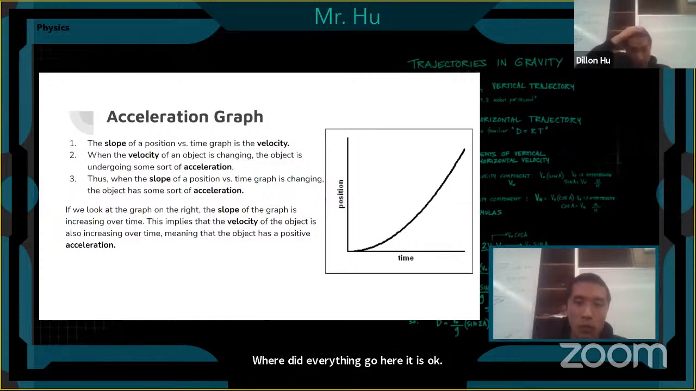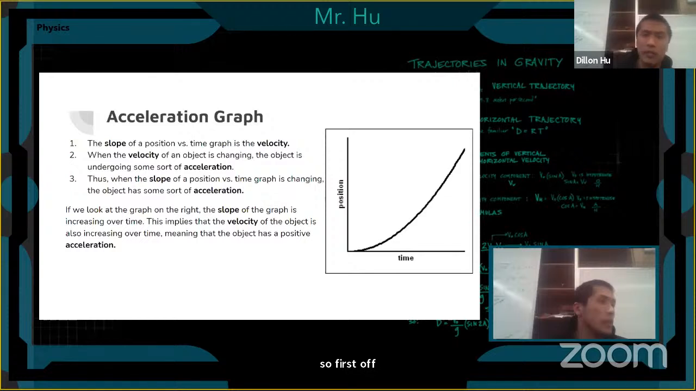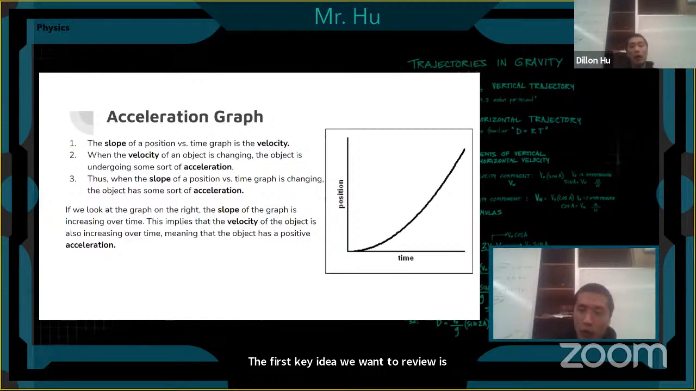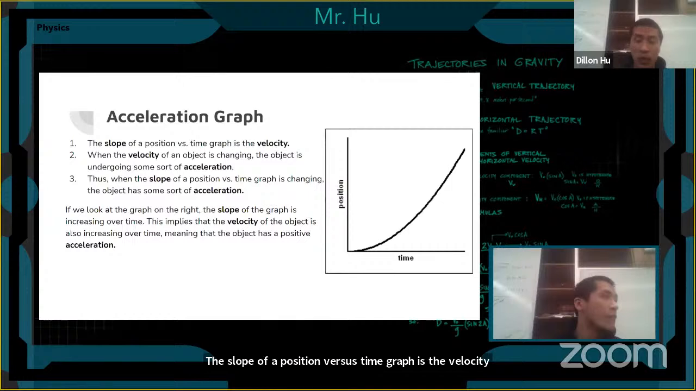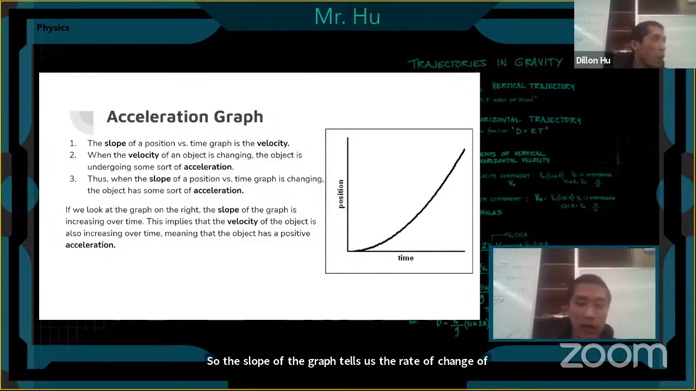So first off, when we look at these graphs, let's first review a few key ideas. The first key idea we want to review is that the slope of a position versus time graph is the velocity. The slope of a graph tells us the rate of change of the graph. It tells us the rise over the run. It tells us how quickly the y value is changing every time the x value changes.